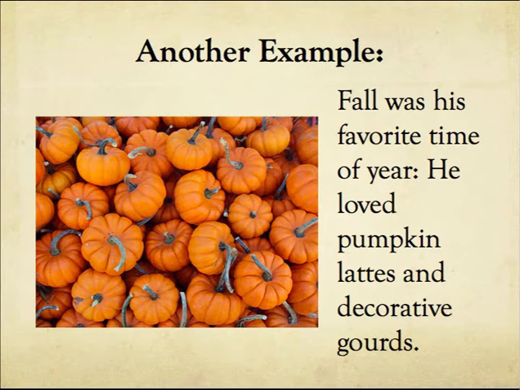Here's another example. Fall was his favorite time of year: he loved pumpkin lattes and decorative gourds. Well, who doesn't? The first part of that sentence, fall was his favorite time of year, introduces an idea that we're wondering about. Well, why is that his favorite time of year? And there's the colon to help us. Well, it's because he loved pumpkin lattes and decorative gourds.